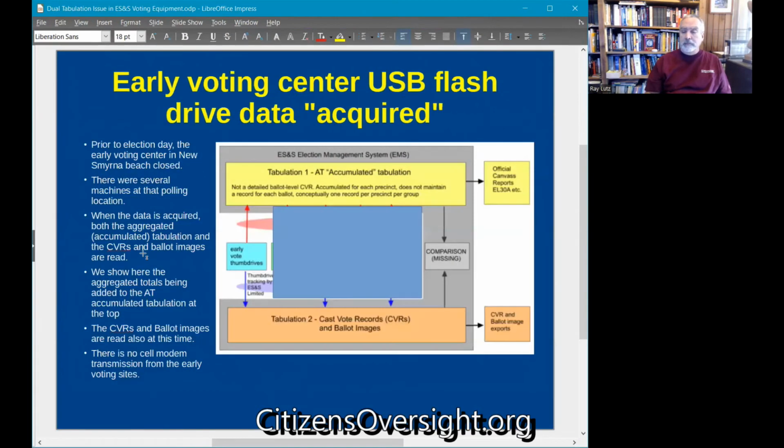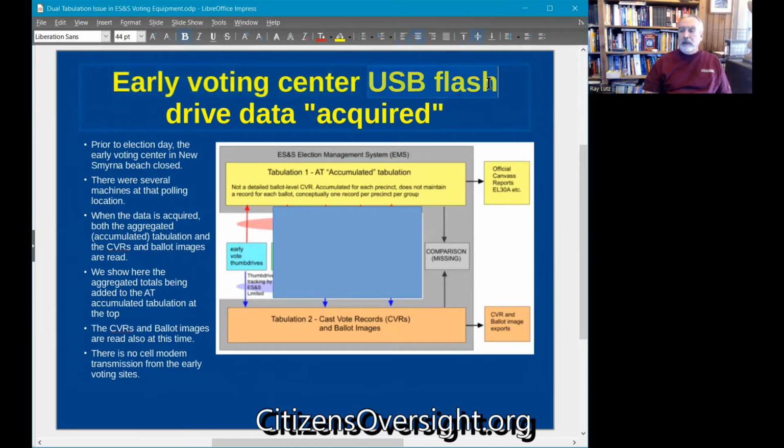Now, how do we know that? We're going to go over the scenario here. And I'm showing this sort of schematically. This is not a physical representation, but a schematic representation of how the data would move and how it would be added up. So we started here with the early voting center, and they closed that early voting center. It was in New Smyrna Beach, Florida, which is in Volusia County.